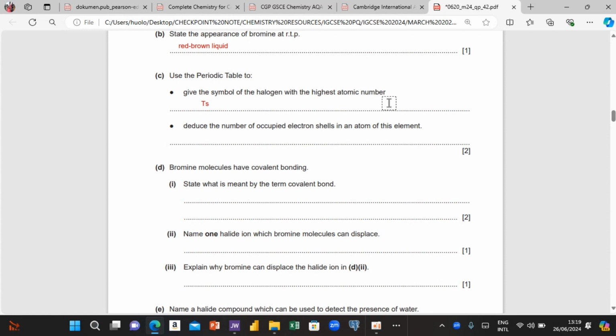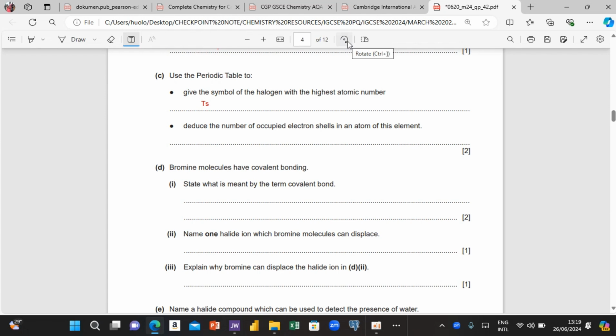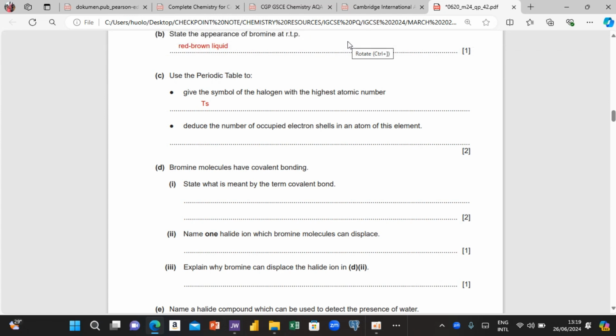Now, the next question: deduce the number of occupied electron shells in an atom of these elements. Remember, we can use the atomic structure to describe the periodic table. The periodic table is arranged in increasing order of proton number, or atomic number. The number of electrons in your last shell will tell the group that an atom belongs to, while the number of occupied shells will tell the period.